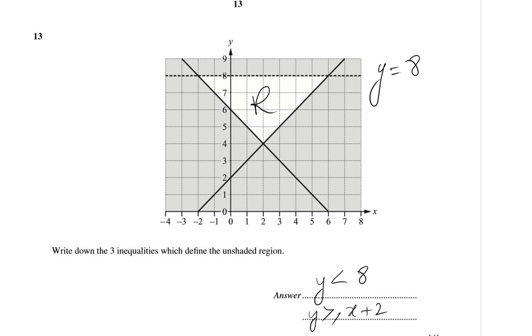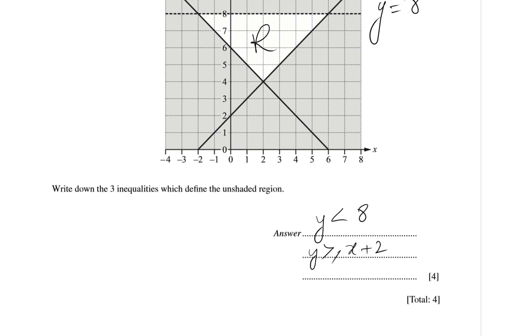Now I'm left with the last one. Gradient would be minus 1, 6 by 6, and y-intercept is 6. And region is pointing on the greater side. So y is greater than or equal to minus x plus 6. You can also write it as y plus x greater than or equal to 6. Both formats are acceptable.